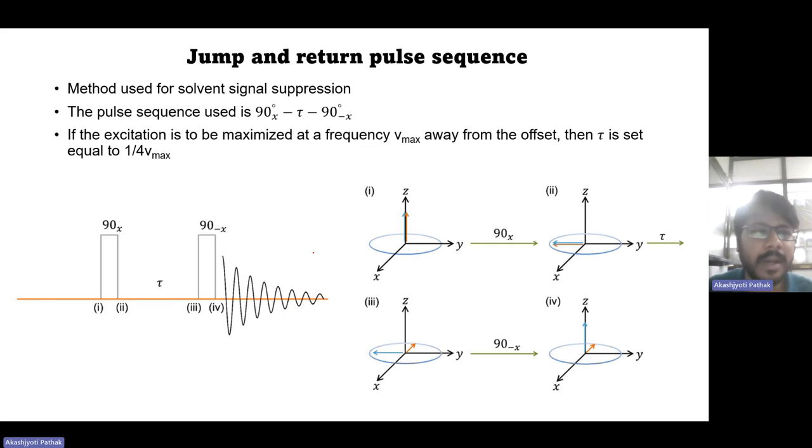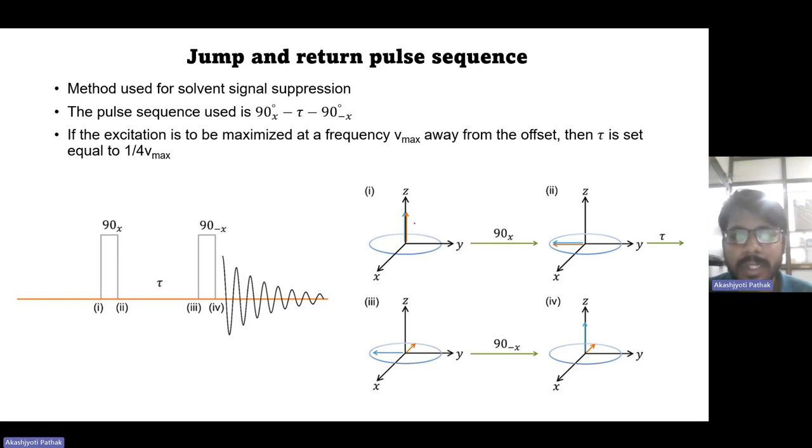So let us look at this figure. This is the jump and return pulse sequence. First we apply a 90-degree pulse along the x-axis, and then we give a short time delay of tau seconds. Then again we apply a 90-degree pulse along the negative x-axis, and then we record the signal.